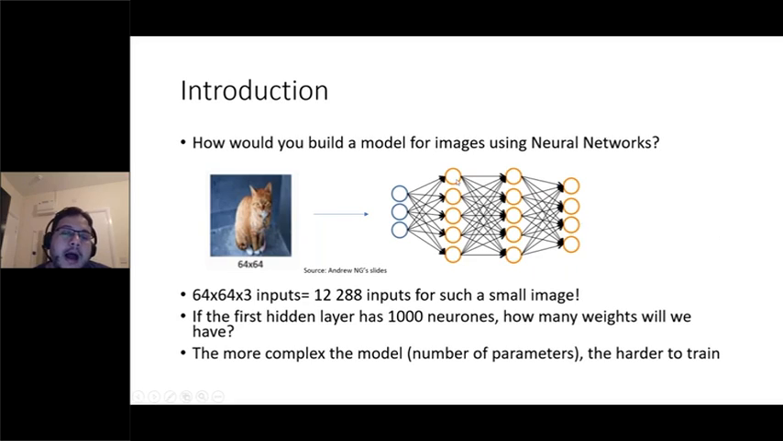Again, how do we build a neural network that can recognize a cat or this image? How many inputs do we have here? 12,288. Yes, it's written here, 12,288. So these are the inputs. Each input here is connected to a pixel. So each pixel will go to an input.